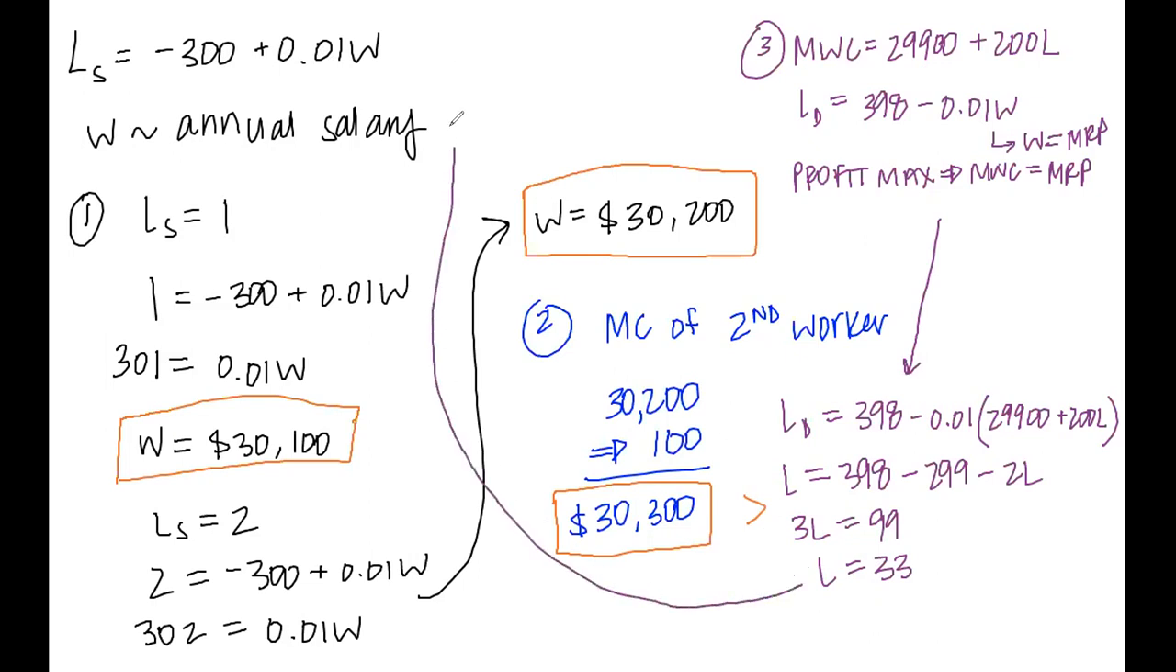I'm kind of making a mess on the screen. I apologize. I'm going everywhere. So labor supply is 33, so we can do 33 equals negative 300 plus 0.01 W. So 333 equals 0.01 W. Divide each side by 0.01. So we get the annual salary per worker of $33,300.